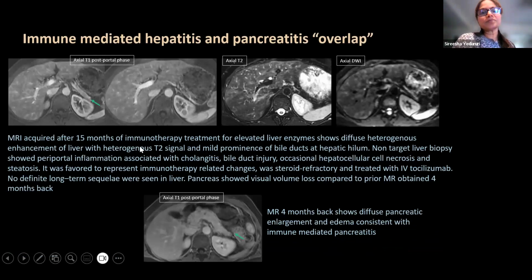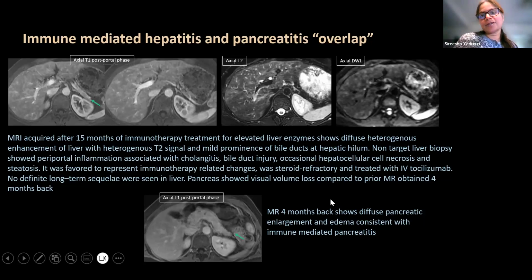So 15 months after starting immunotherapy, for elevated liver enzymes, heterogeneous. So all we see is very heterogeneity of the liver. There may be some prominence of the bile duct. Non-targeted liver biopsy showed periportal inflammation associated with cholangitis. Again, the biopsy showed that.